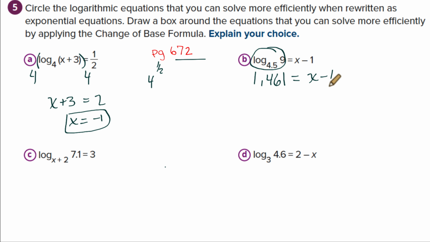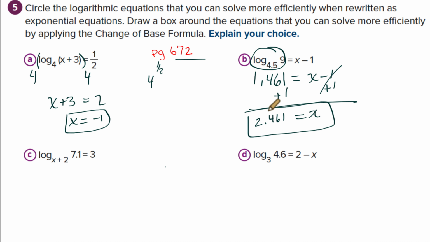Well, that's an easy equation. I can just add 1 to each side. This is going to give me 2.461 equals just x, because they will cancel. That is my answer for part B.